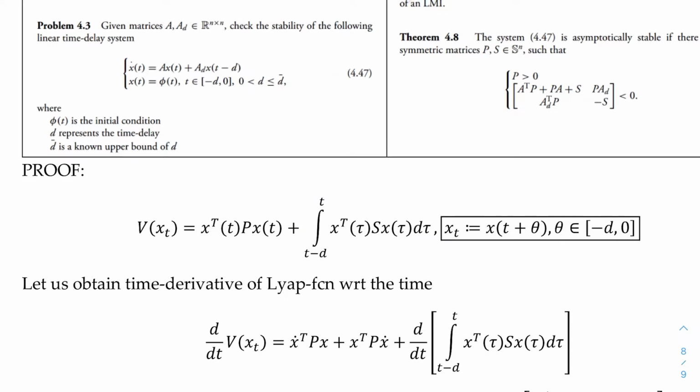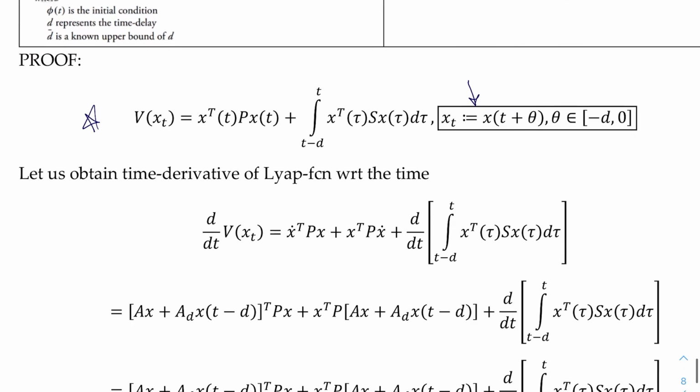Okay, and so the first step is this: the given Lyapunov function. By the way, this is a notation of aspect of the Lyapunov function, and let us obtain the time derivative of the Lyapunov function with respect to time.